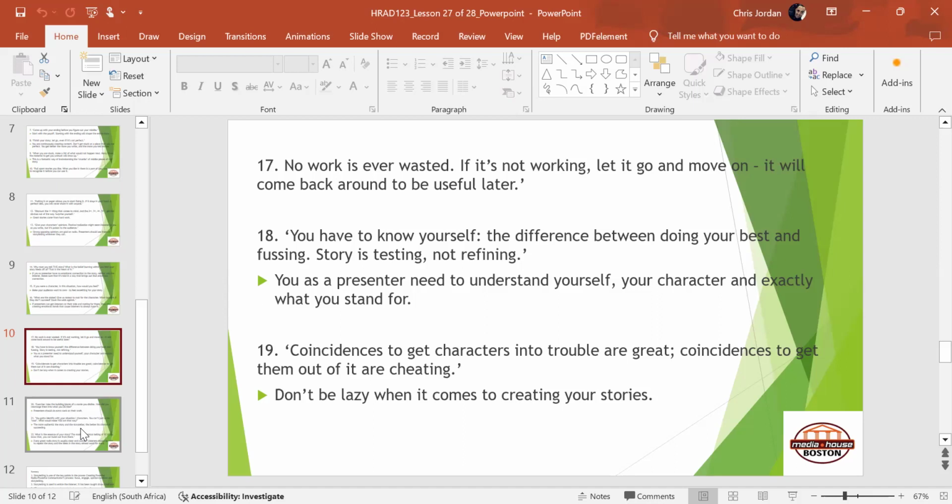19. Coincidences to get characters into trouble are great. Coincidences to get them out of trouble is also pretty great. But coincidences to get them out of it are almost like cheating. So don't be lazy when it comes to creating your stories, right? And just put in the effort.